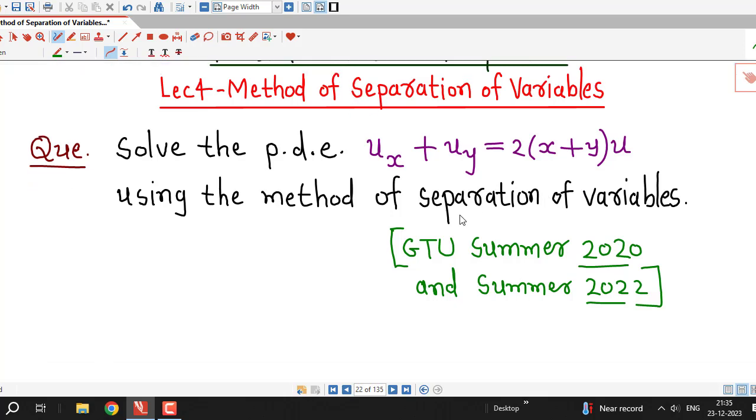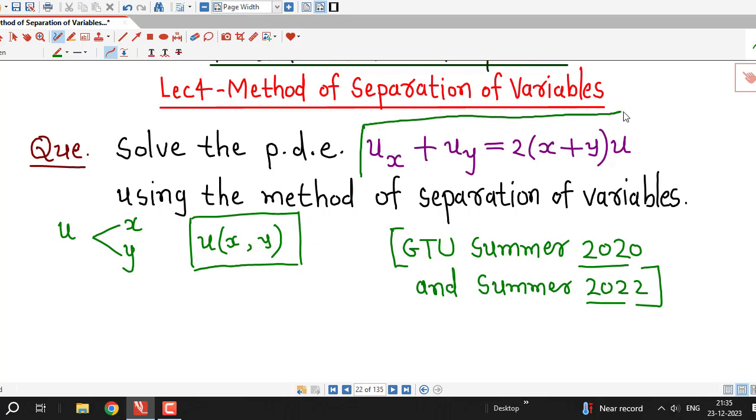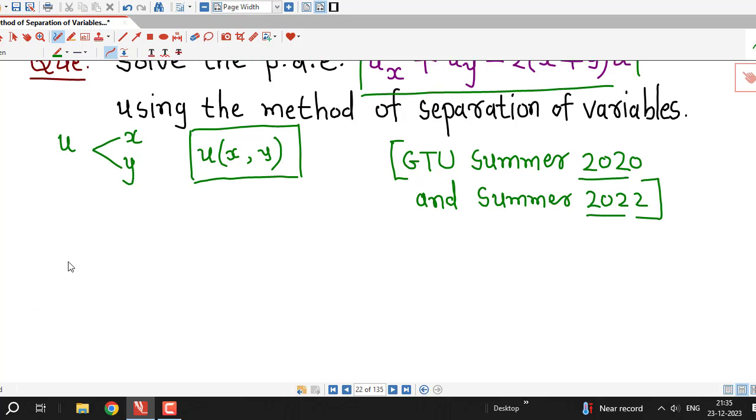So here we observe that in the given equation, we have partial derivatives of function u with respect to x and y. That means our dependent variable is u and it is a function of two independent variables x and y. So we have to find out the unknown function u of x and y which satisfies this equation. So first we write down this equation and then we will apply the method of separation of variables.